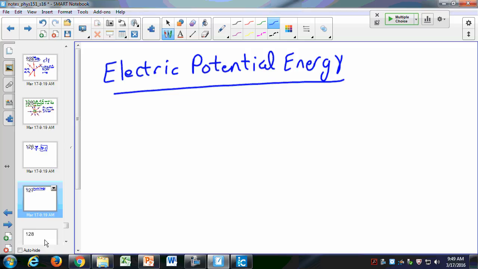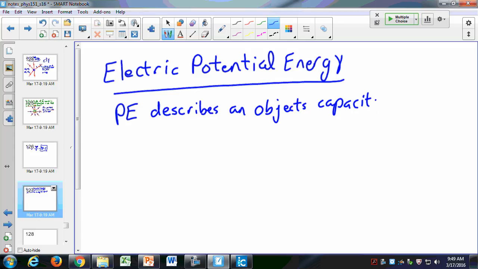Okay, so potential energy, I'm going to abbreviate it as PE. Potential energy describes an object's capacity to do work. For example, we talked about this in terms of gravitational potential energy. If I have an object here and I let it go, it has the capacity to do work, or the capacity for motion. So if I let it go, it has energy, and it falls. Okay. The same is true for charges.